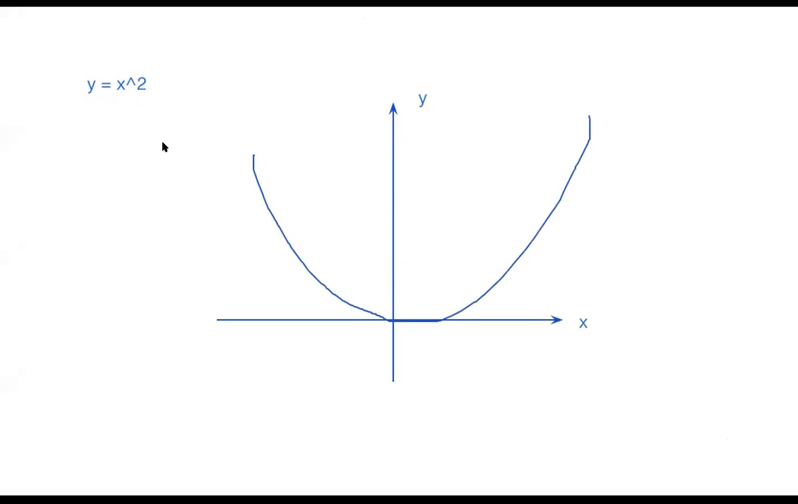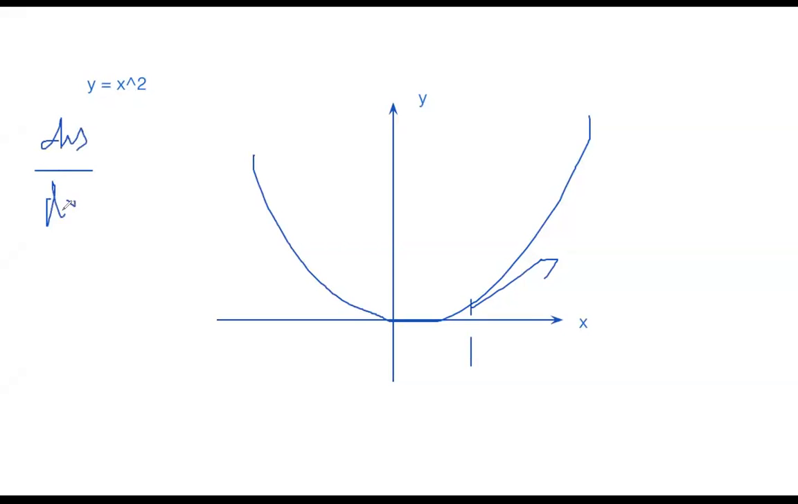Okay, let's begin. Here I plotted the parabola function, y equal to x squared. Let me ask you this question. What would be the derivative here? Let's say this point is 1, for example. What will be the derivative dy/dx?